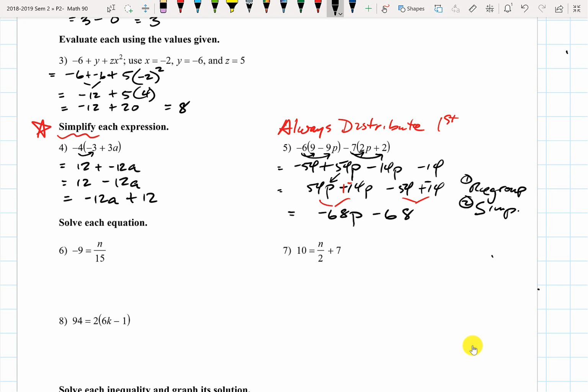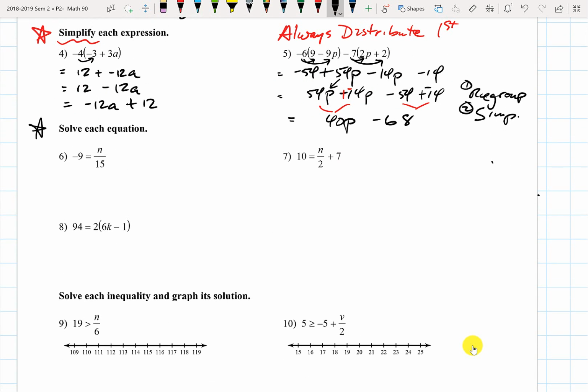It's positive 54, and 54 take away 14 is not negative. Okay, so 54 take away 14 is 40. So you have 40p. Sorry about that. I just brought down the wrong number here. Got to be careful and check your work, obviously, because even me, I got to check my work because I'm human too, just like you. All right, here we go.